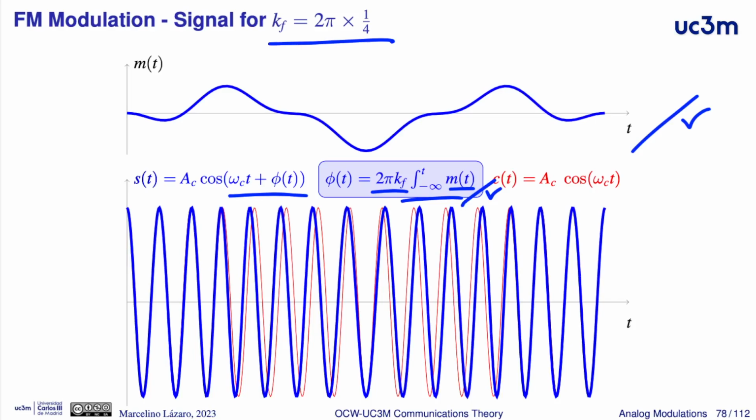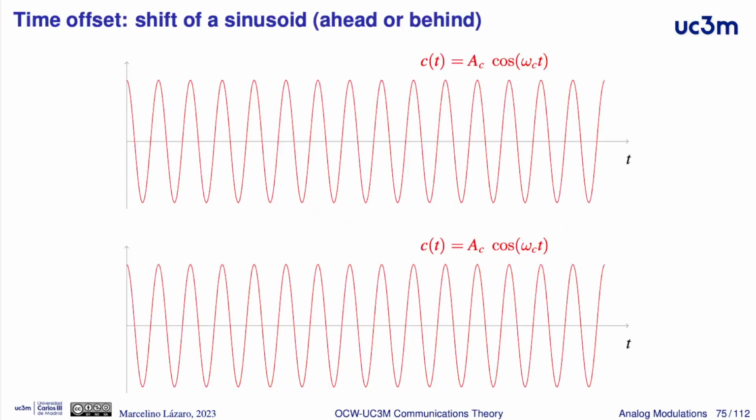Again, we can see that the modulated signal here in blue sometimes is ahead of the carrier and sometimes is behind the carrier. To better understand the waveforms of phase and frequency modulations, it is convenient to remember the effect of a time offset in general in a signal and in particular in a sinusoid.